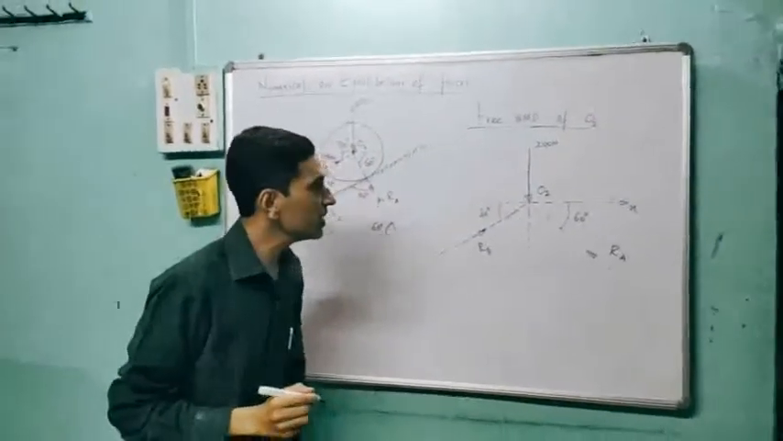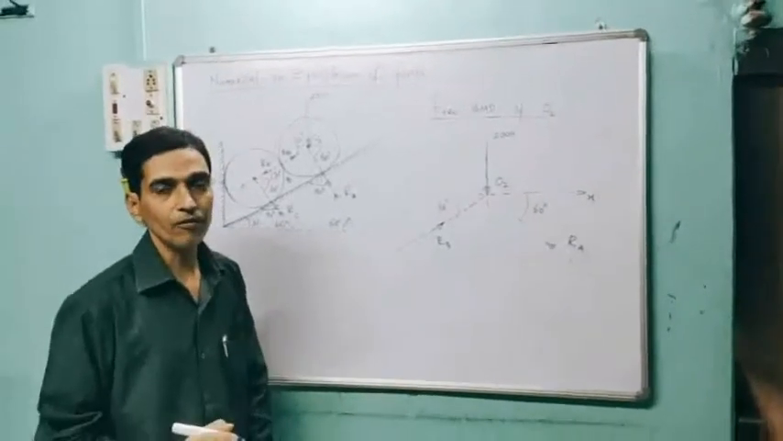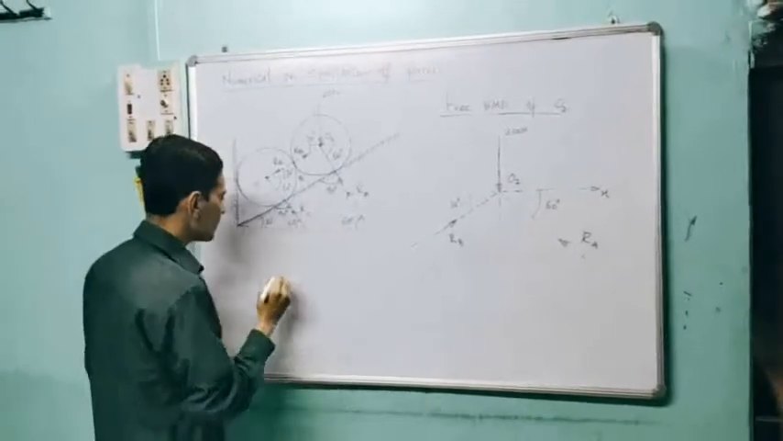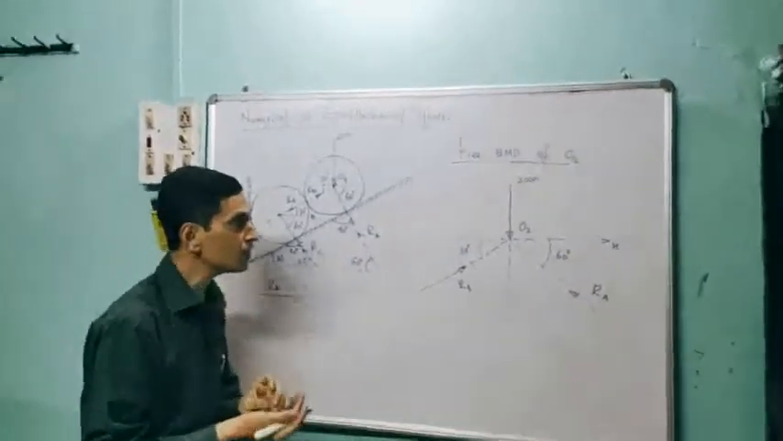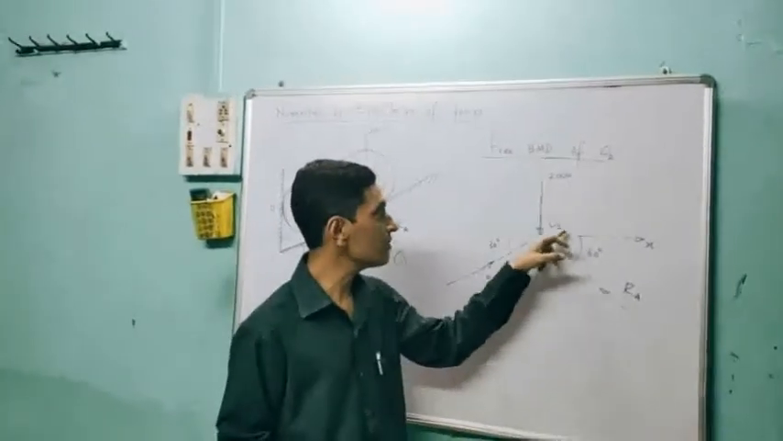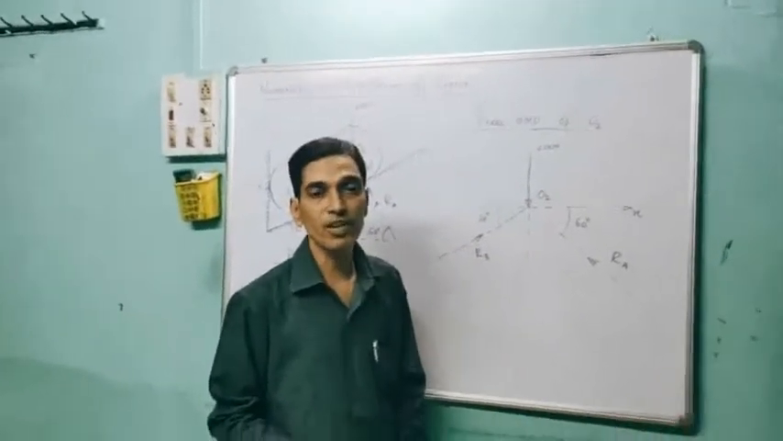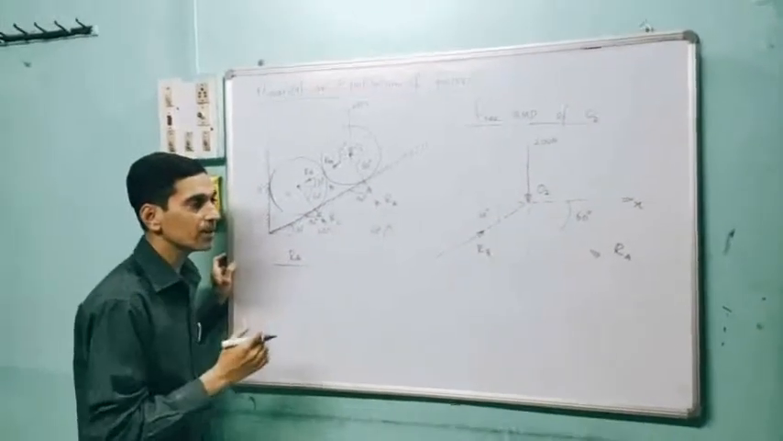Now, how to get the reactions RA and RB? Using Lami's theorem. Let me tell you the statement of Lami's theorem. What Lami's theorem says here is, if three forces acting at a point are in equilibrium, then each force is directly proportional to the sine of angle between the other two forces. Now let me explain that statement by writing the mathematical expression.